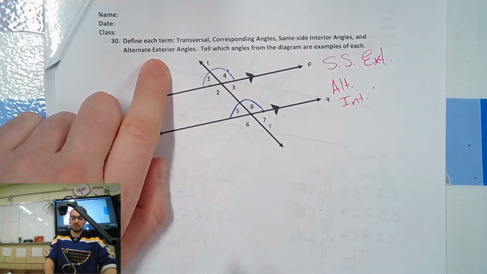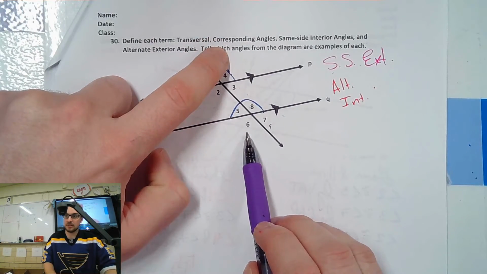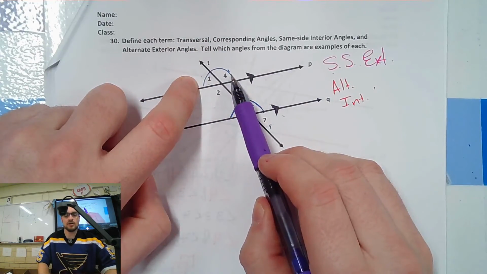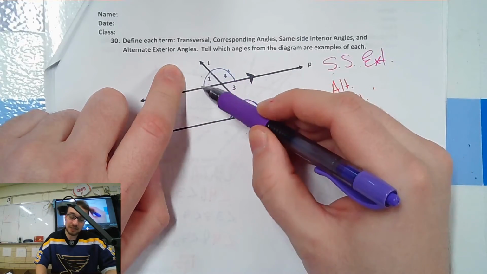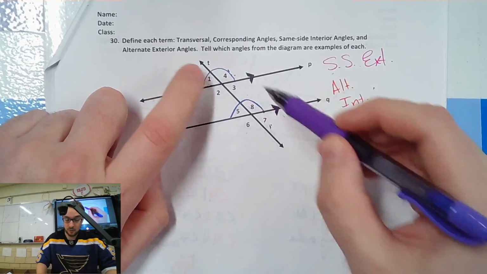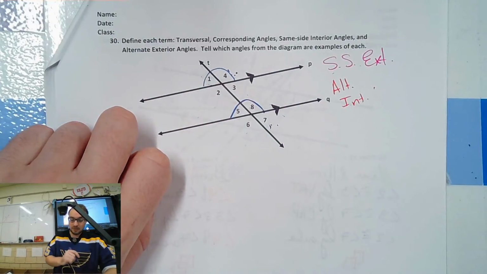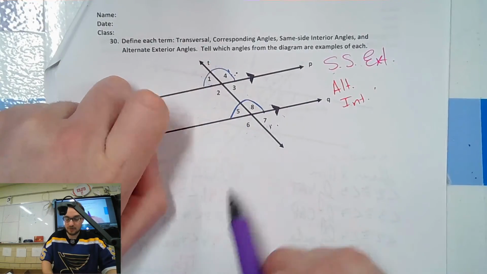Alternate exterior angles means on the outside. Alternate means on opposite sides of the transversal. So 1 and 7, 4 and 6. Now you might say, well, 1 and 4 are on opposite sides of the transversal, and they're on the exterior. Why are they not alternate exterior angles? Because they're better represented by a linear pair. So 1 and 7, 4 and 6 are alternate exterior. Same side exterior is going to be on the same side and on the exterior. So 1 and 6, 4 and 7.